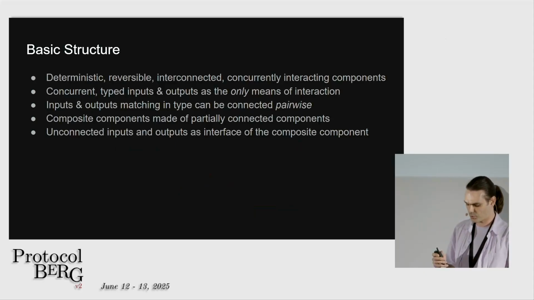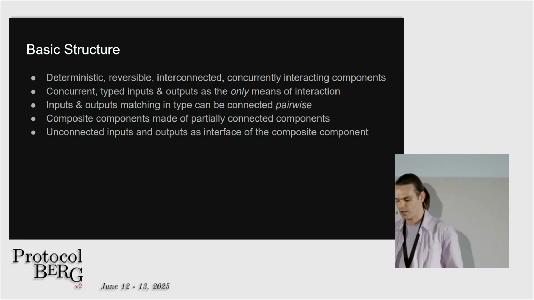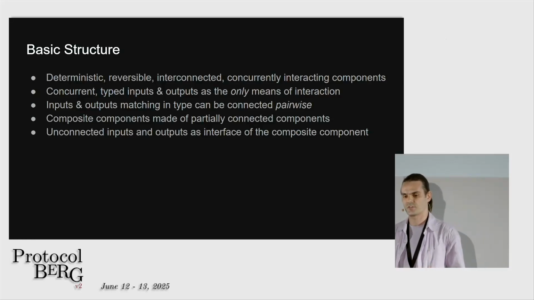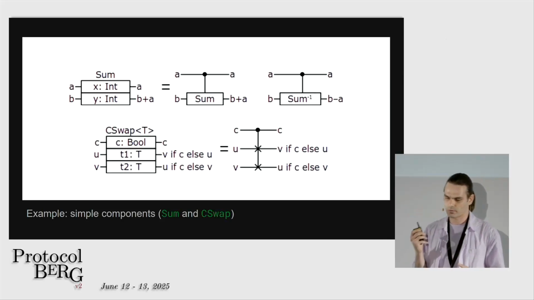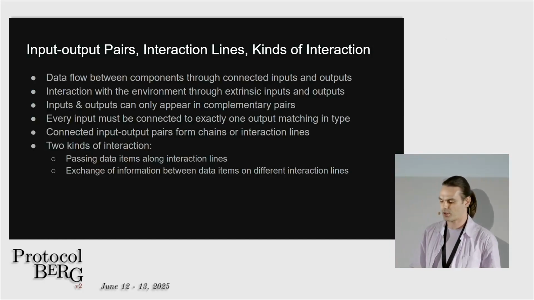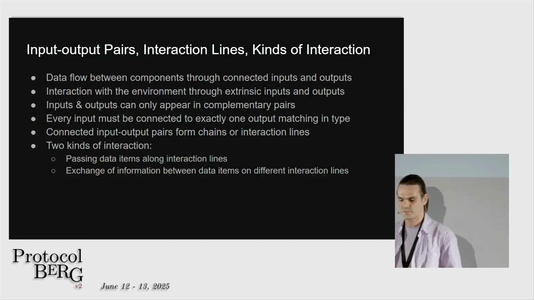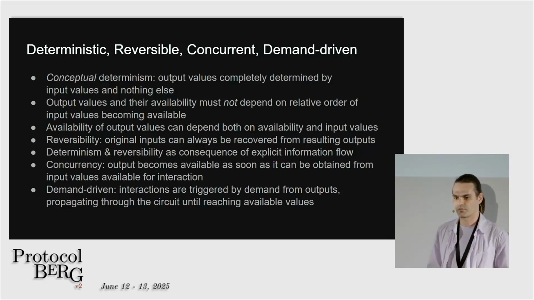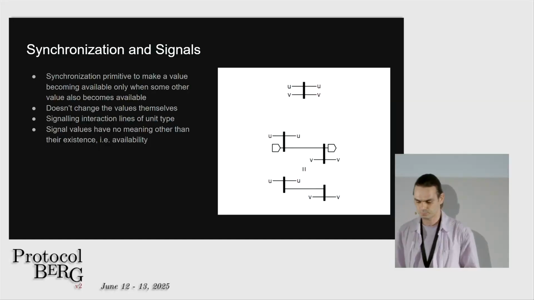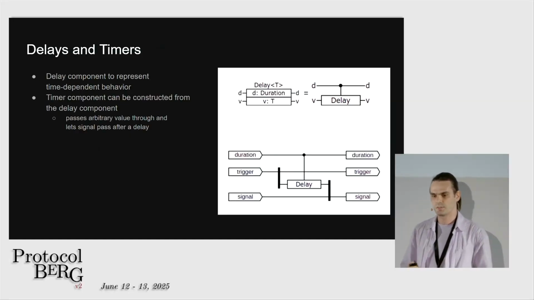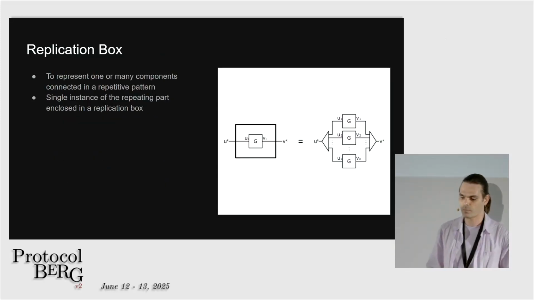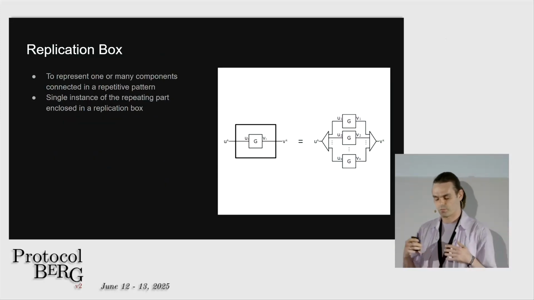So now I have to jump through the next few slides to just give you a glimpse of what it looks like. There we have concurrent, pairwise complementary inputs and outputs as the only means of interaction with some graphical notation. The notion of interaction lines as those pairs chained together with two kinds of interaction along and across them. Demand and availability for flow control. Some tricks to account for non-determinism. Synchronization when we need it. Delays and timers. Composite connections that can be rearranged. Some notation for repetitive patterns.